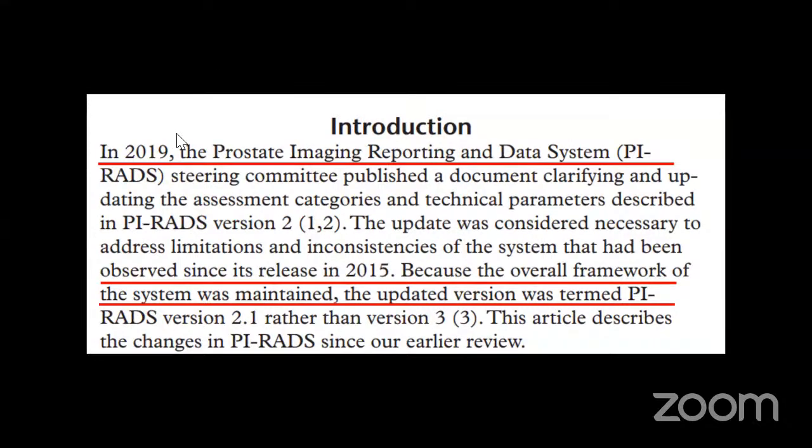So in 2019, the PIRADS version 2 was revised, and because the overall framework of the system was maintained, the updated version was termed as 2.1 rather than a version 3. So this is what we have to follow.